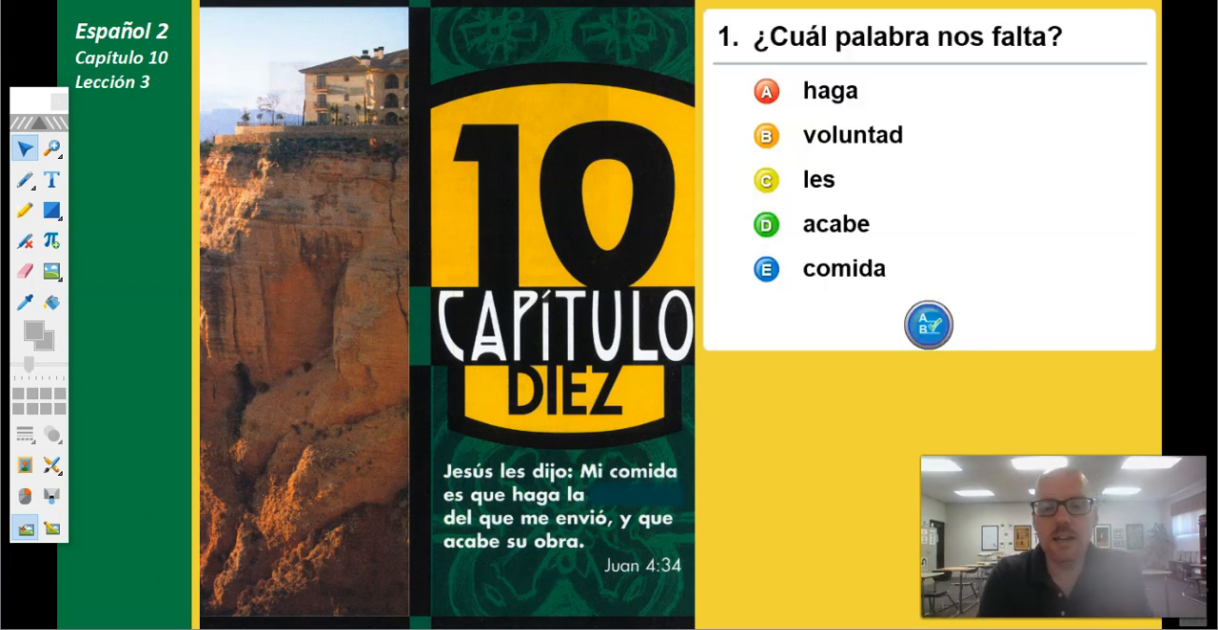Excelente. ¿Cuál palabra nos falta aquí, clase? La palabra que nos falta es voluntad, will, voluntad. Y aquí, ¿cuál palabra nos falta? Es acabe, finished, completed, acabe. Y número 3, ¿qué nos falta? Es haga, to do, haga. Número 4, les, them, les. Número 5, comida, my food, my bread, my meal, comida.